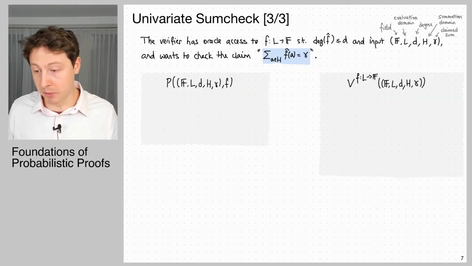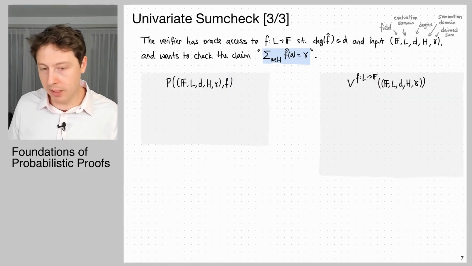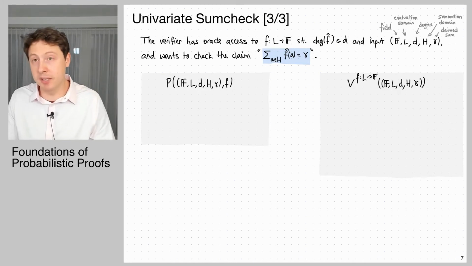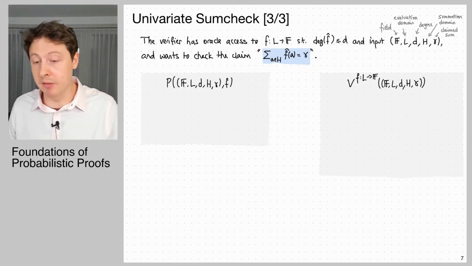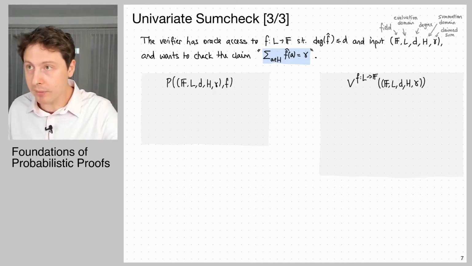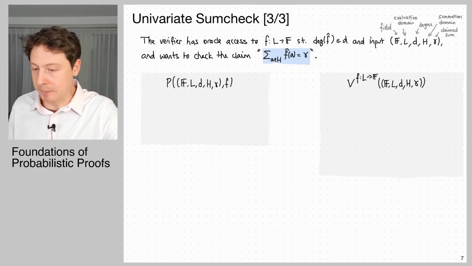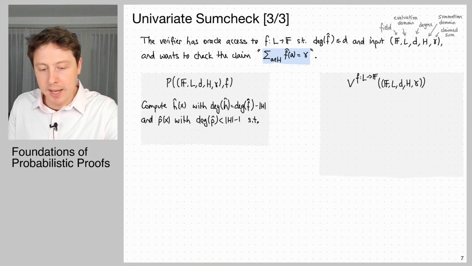Okay, so now we're going to see a protocol for a univariate sumcheck. It's actually not even an IOP. It's completely non-interactive, so it's something we could have done in PCP world as well. And so the prover will compute this H hat and P hat.